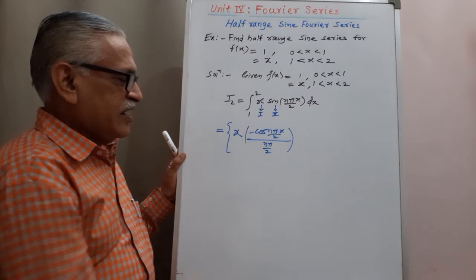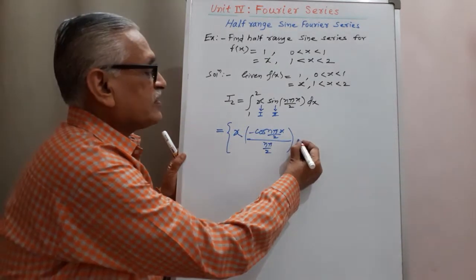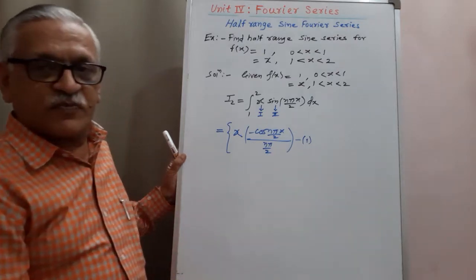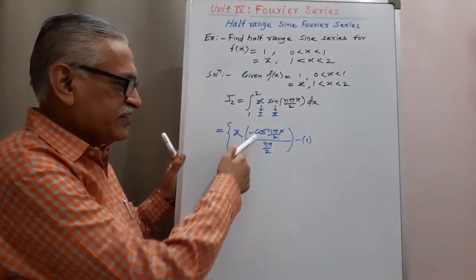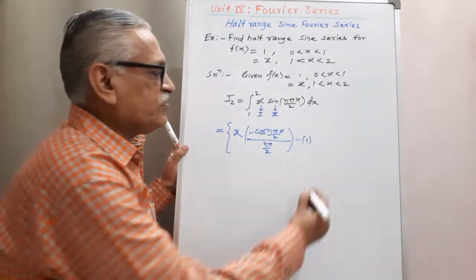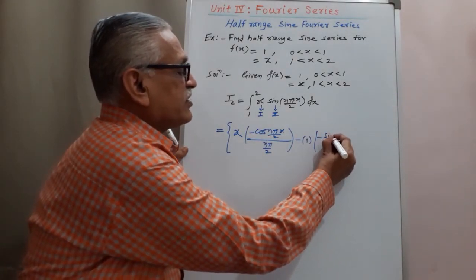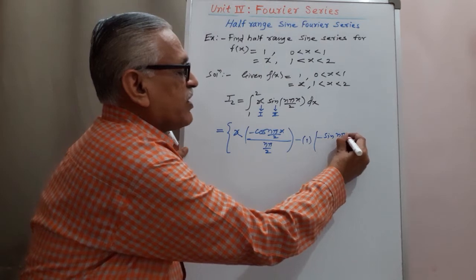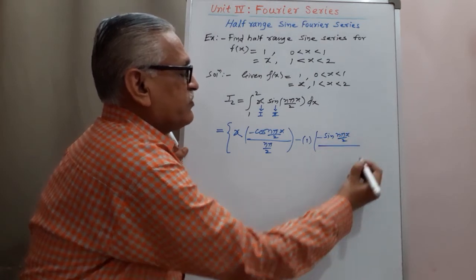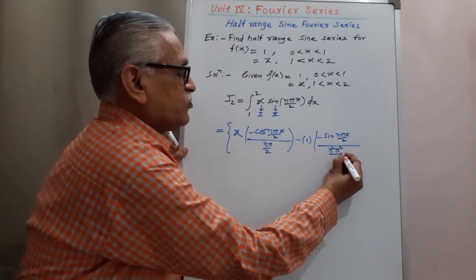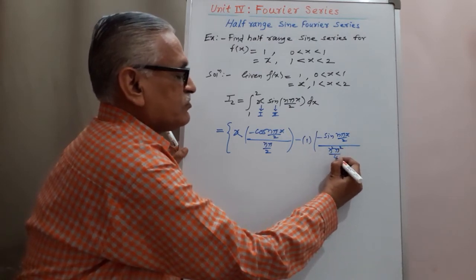Then minus the derivative of x, which is 1 with respect to x, times the next integration. The next integration of cos is sine, with this minus sign. Therefore it is minus sine n pi x by 2 divided by n square pi square by 2 square. We get 4.